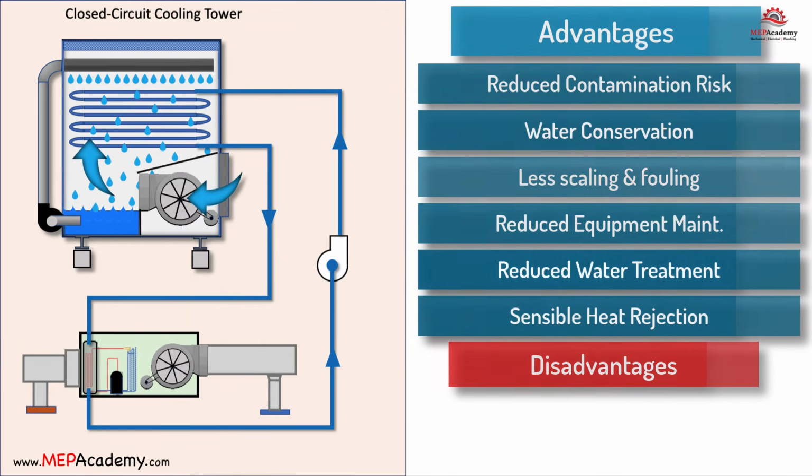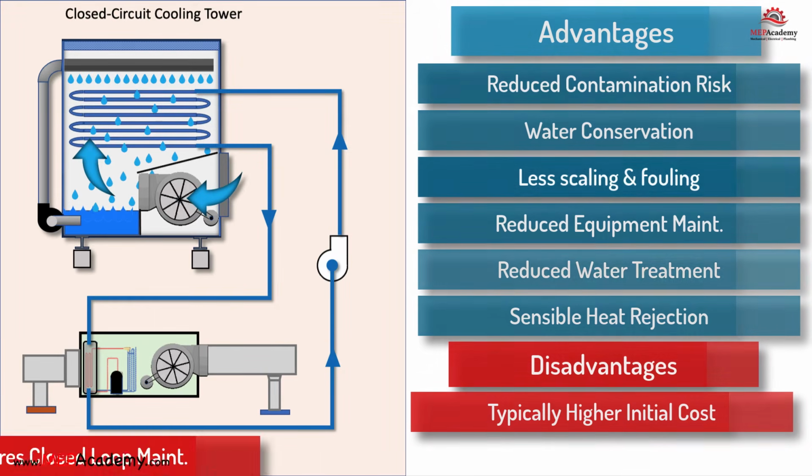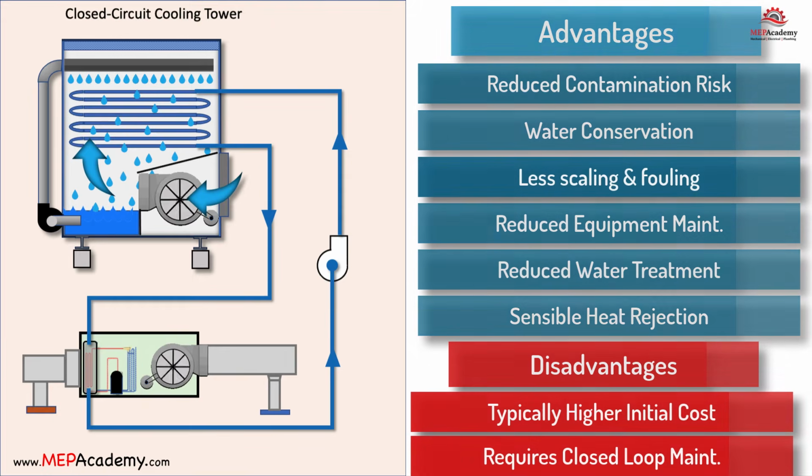Disadvantages of a closed circuit cooling tower. Number one, typically higher initial costs due to the need for additional equipment like pumps and heat exchangers. Number two, requires maintenance of the closed loop system to prevent corrosion and ensure fluid quality.